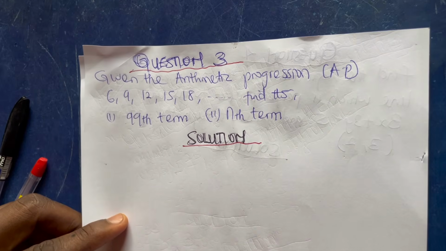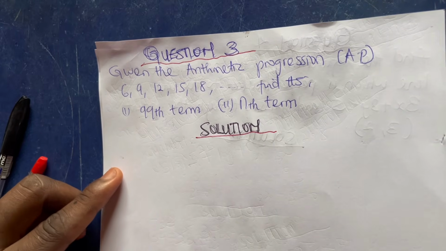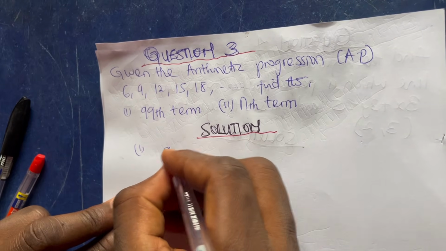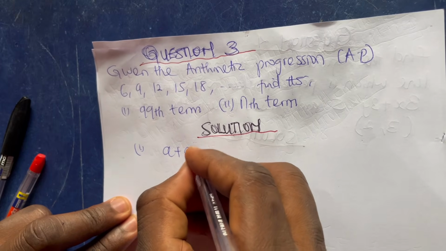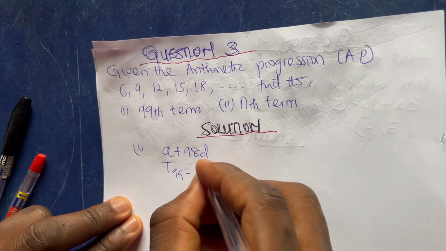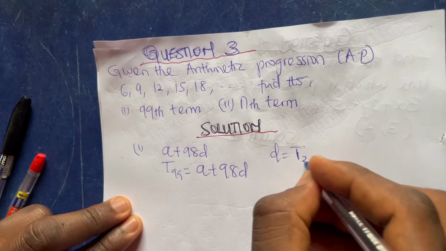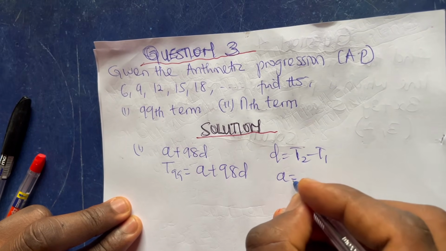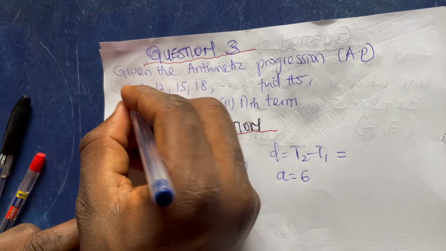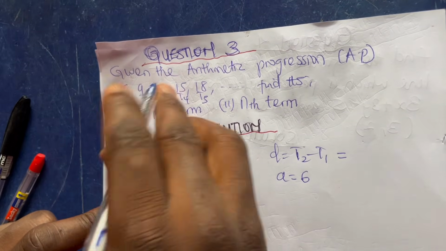This is question 3, which says that given the arithmetic progression AP of this particular value, question number 1 says I should find the 99th term. So to solve this one, the formula is A plus 98D. So T99, the 99th term, equals A plus 98D. You know that D is your common difference, that is T2 minus T1, while A is your first term. So the first term we have here is 6. This is your T1, this is your T2, this is your T3, this is your T4, this is your T5.